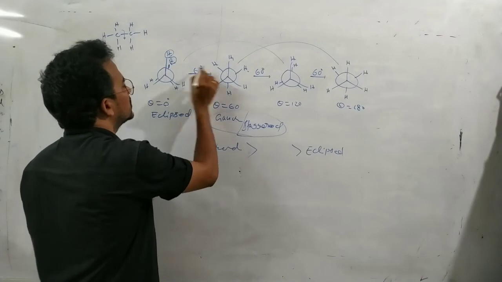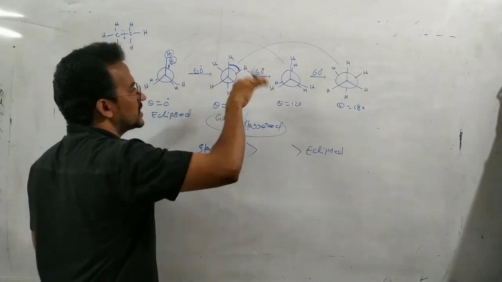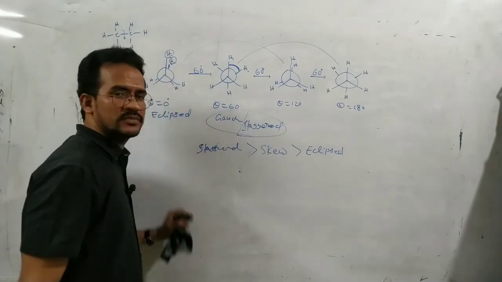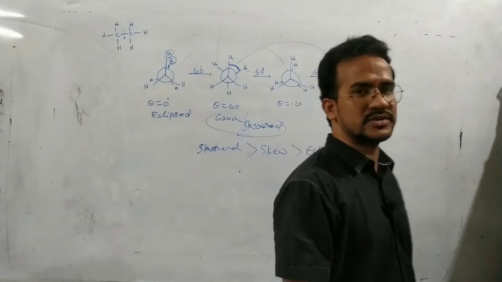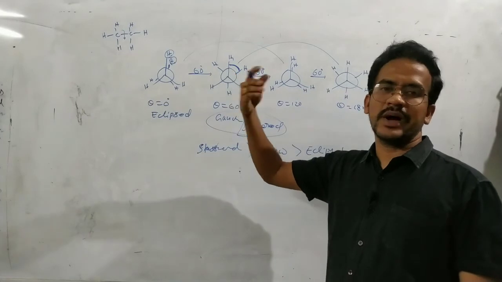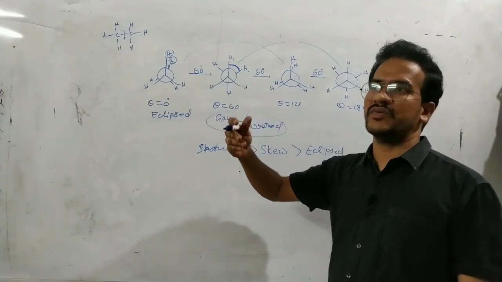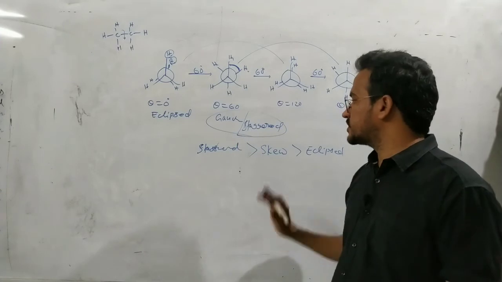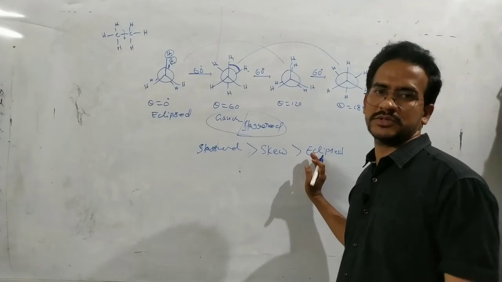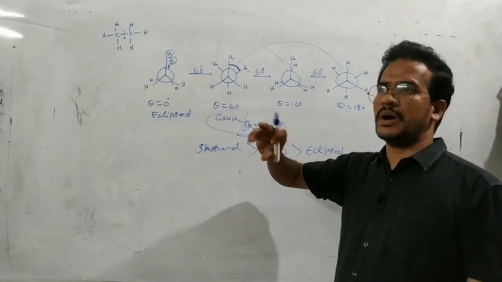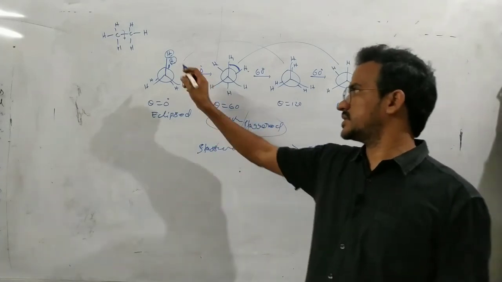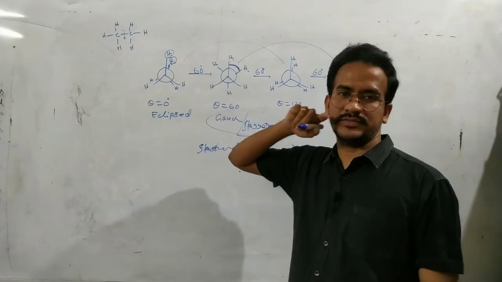Now between these two, between 0 and 60 degrees, some conformations are possible. Those conformations are called skew conformations. That means 5 degrees, 10 degrees, 15, 20, 25, 30, 35, like this. The skew conformations are more stable when compared with the eclipsed conformation, because by rotating the molecule, 5 degrees, 10 degrees, the steric strain decreases, since the distance between the hydrogens increases.